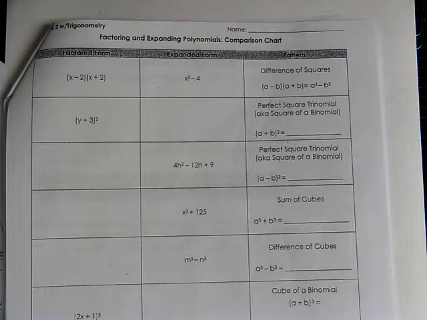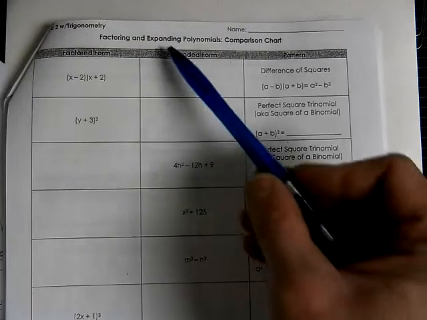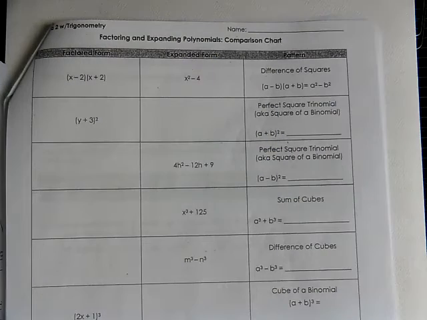This is Algebra 2 with Trig. We're working with Unit 2.5. We're going to call this C. We're still factoring and solving. In this case, we're practicing expanding our polynomials.